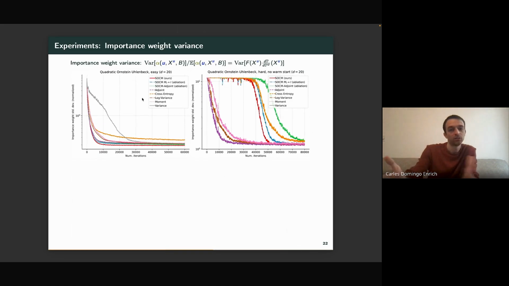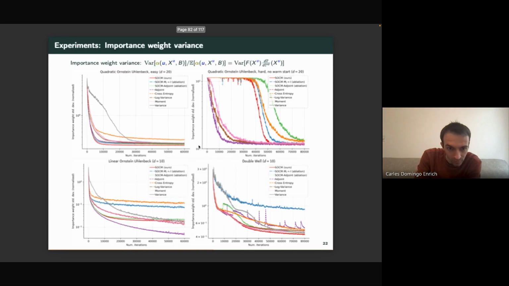And then I told you about this importance sampling perspective on stochastic optimal control. So what happens when we look at the variance of the importance sampling weight? Of course, we know that if we were at the optimal control, that variance would be 0. So that's also some kind of metric that we can track to see how well we're doing. It's a bit less precise in that it doesn't allow us to distinguish the methods as well. But SOCM also does better. And here, weirdly, adjoint does best. But when you look at double well, SOCM does best.